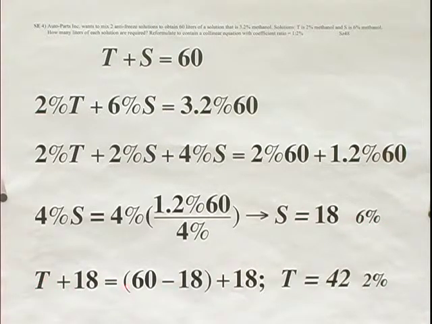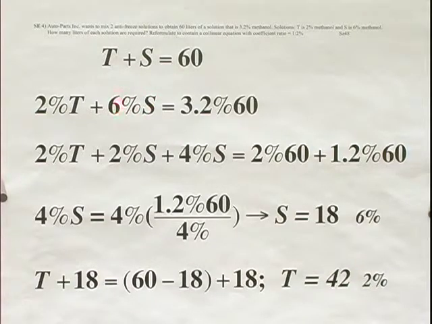And reformulate this 60, I'm going to subtract 18 and add 18 because that is what I need for the 6% solution. So T, when I evaluate this, it'll come out to 42. So 42 liters of the 2% solution, 18 liters of the 6% solution, and when you add that together, you'll get 60 liters. How many steps did I do?